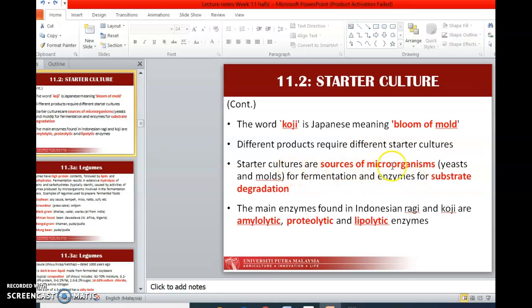Starter cultures are the sources of microorganisms for fermentation and enzymes for substrate degradation. So apart from the direct action by the microorganism, they can also produce enzymes to degrade the substrate. The main enzymes found in ragi and koji are amylolytic, meaning they react on the carbohydrate, proteolytic, react on the protein, and lipolytic, react on the lipid.